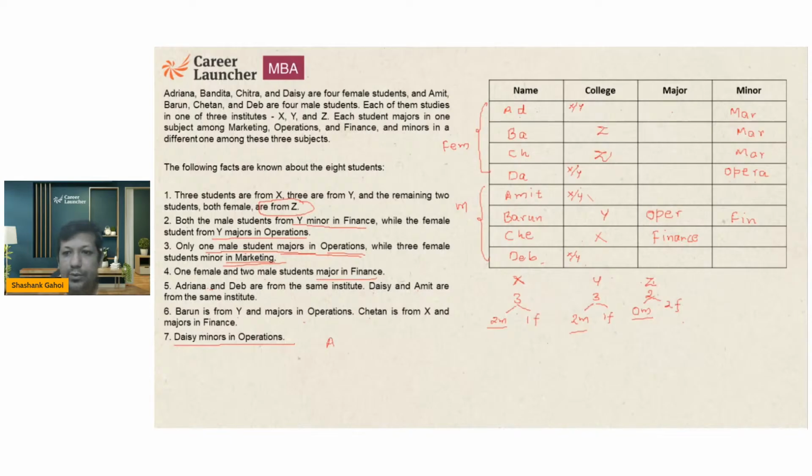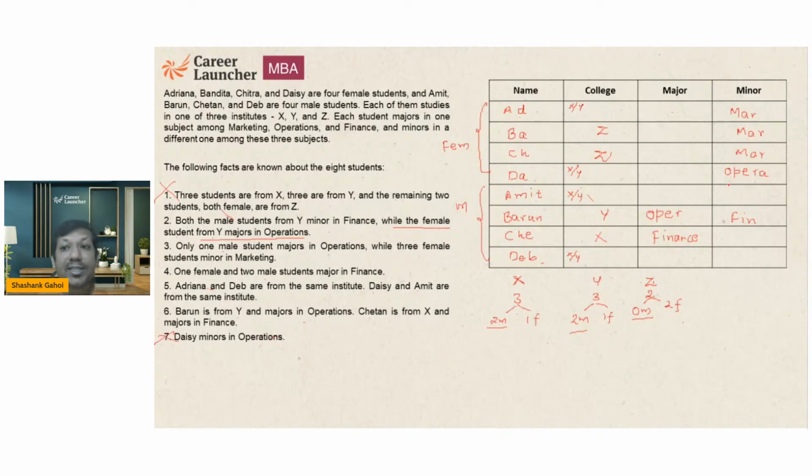So what I'm going to do now, I am going to solve this one. So first statement I've used completely. Second one is both the male students from Y minor in finance, while the female student from Y majors in operation. So basically, this point, female student from Y majors in operation. Now, this is a very good point. And why so? Because Daisy minors in operation.